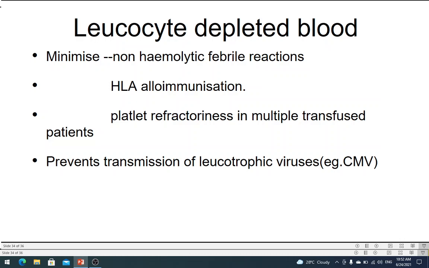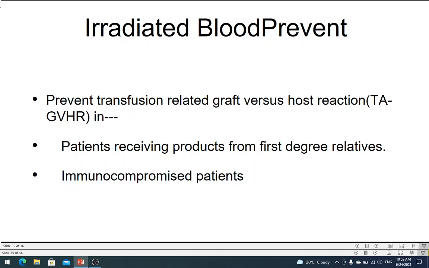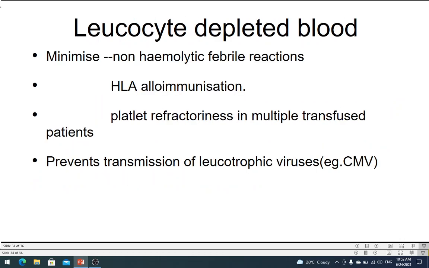It can also minimize platelet refractoriness. I told you that in massive blood transfusion, there is a coagulation problem. Besides the coagulation factors, one of the problems is that the platelets are not functioning properly. So here also you can give leukocyte depleted blood, which will prevent that.